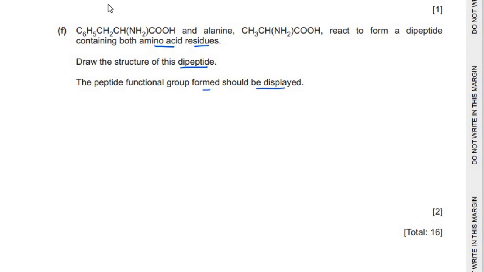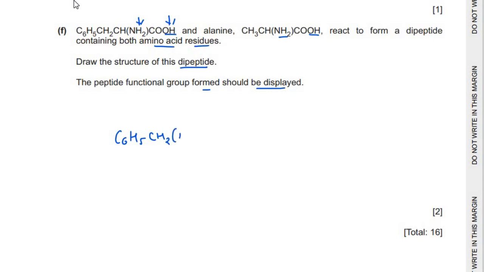The peptide functional group formed should be fully displayed. Now we can actually draw this dipeptide in any one form, that doesn't make any difference. If we bond the amine group of this, then it's going to bond with the carboxylic acid of the alanine. And if alanine's amine group is going to bond, then it's going to bond with the carboxylic acid of this amino acid. So we can draw it either way, and I'm going to bond the carboxylic group.